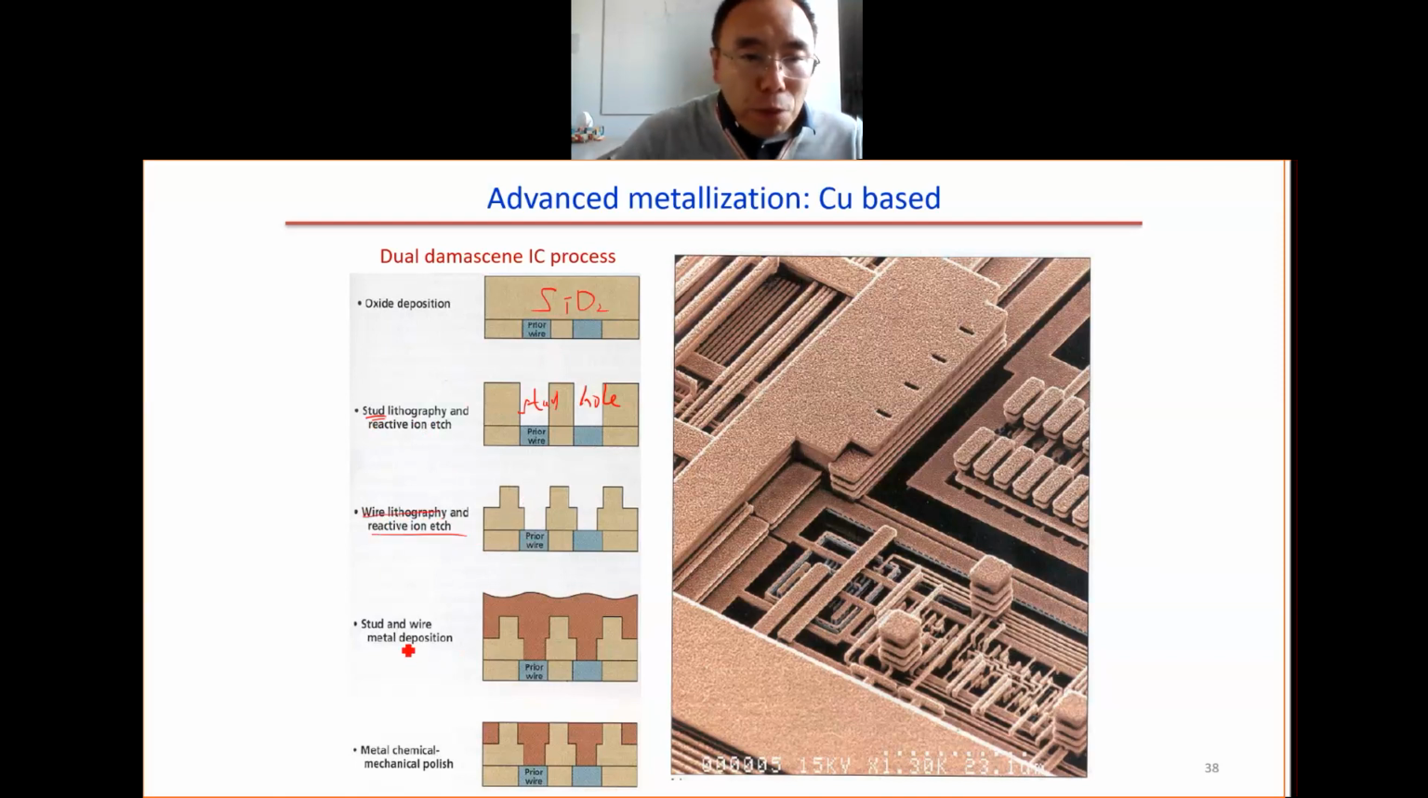Finally, we do the metal deposition by electroplating, which is the process to coat the metal. Then we do the planarization: chemical mechanical polishing to smooth it out. This process is used for today's manufacturing of interconnections.